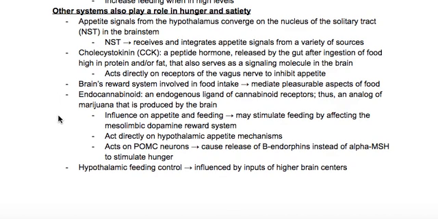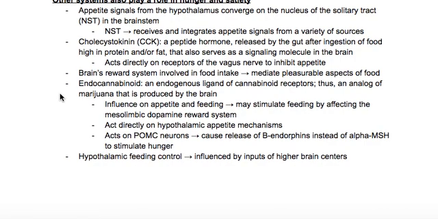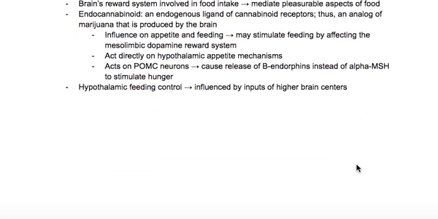The brain's reward system is also involved in food intake, and it usually mediates the pleasurable aspects of food. In addition, endocannabinoids usually influence appetite in feeding by stimulating feeding by affecting the mesolimbic dopamine reward system. It acts directly on the hypothalamic appetite mechanisms, and it also acts on POMC neurons, but instead of causing alpha MSH to inhibit hunger, it releases beta endorphins to stimulate hunger. Overall, the hypothalamic feeding control can also be influenced by inputs of higher brain centers. And that is Chapter 13, Segment 3.